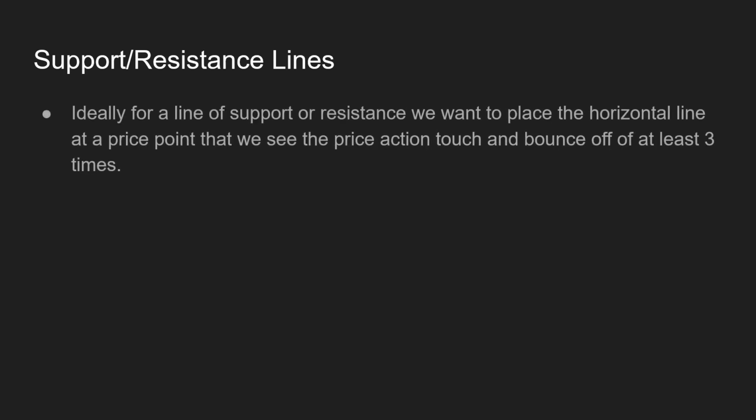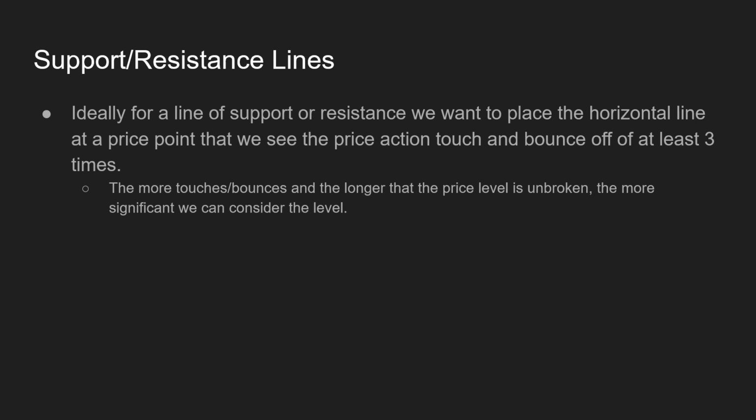Now, when drawing lines of support or resistance, ideally we want to place the horizontal line at a price point that we see price action come down or come up to. We want to see price action touch and bounce off that level at least 3 times. The more touches or bounces and the longer that price level is unbroken, the more significant we can consider that level. We can consider that a very powerful or significant level over time.